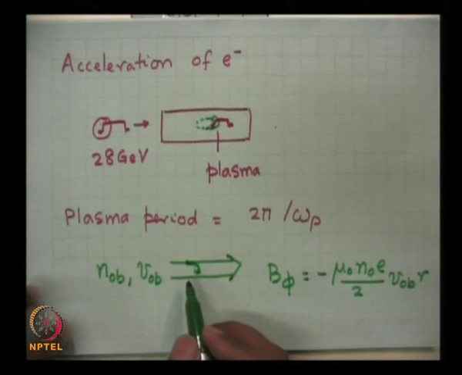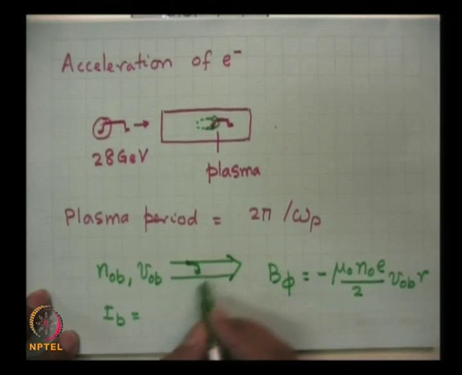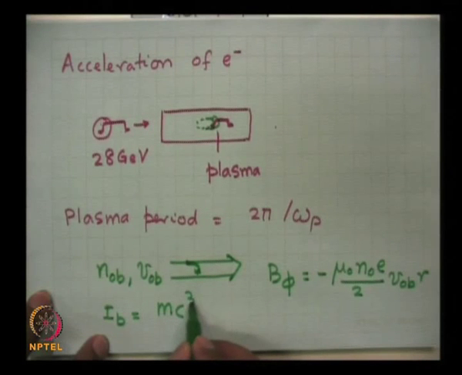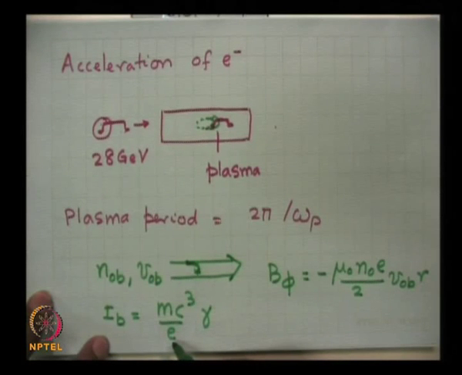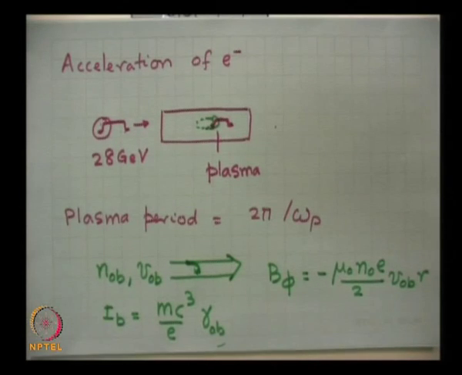The maximum current an electron beam can carry is of this order, otherwise it will turn around because of its self magnetic field. It is equal to m c cube upon e multiplied by gamma. e is the magnitude of electron charge, m is the rest mass of the electron, c is the velocity of light in free space, and gamma is the Lorentz factor of the beam, which I am calling gamma 0b. So, if you want larger current to be flown, you must choose a beam with larger and larger Lorentz factor, larger energy. This is the important thing I wanted to mention to you.